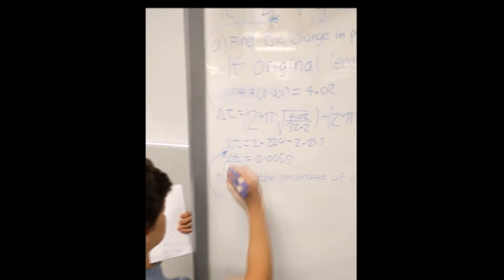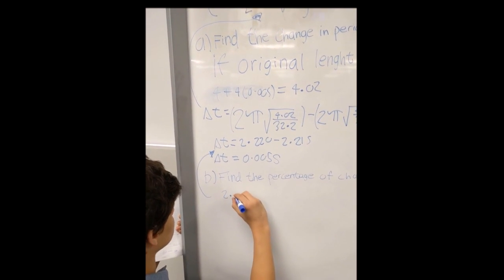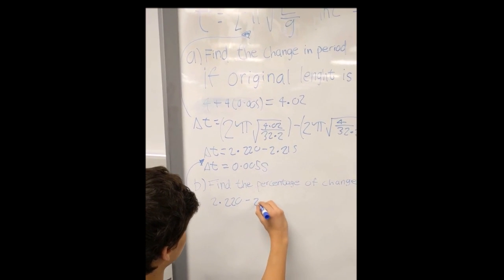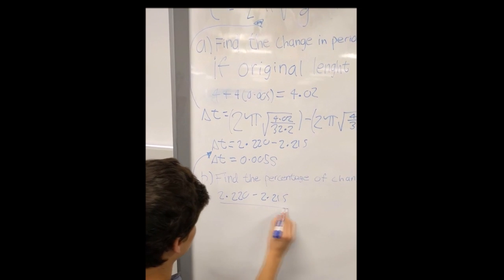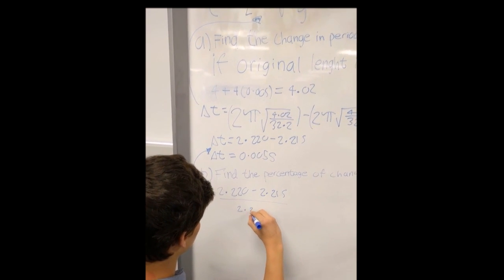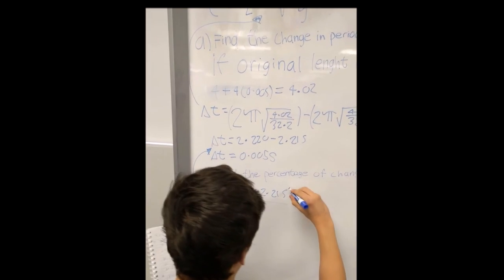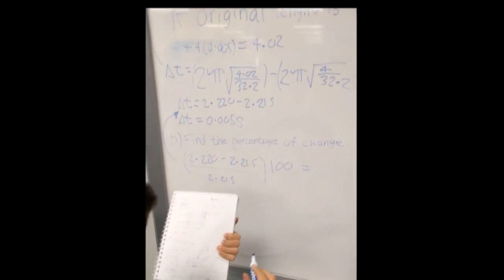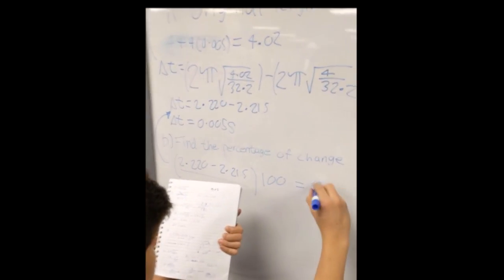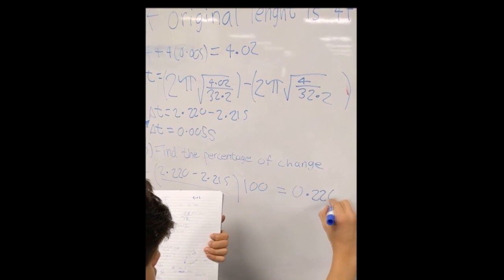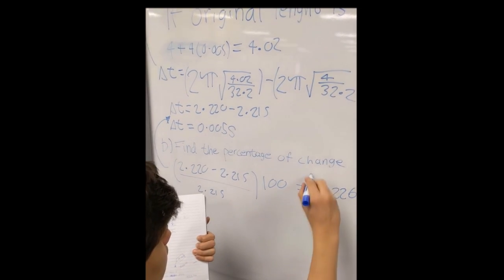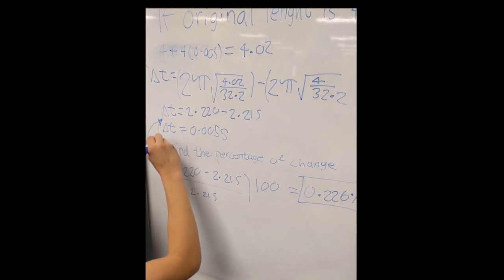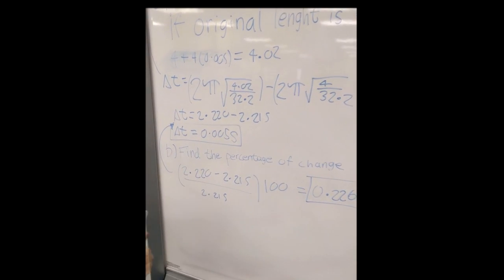For letter B, we have to find the percentage of change of the pendulum. To find it, we subtract T1, which is 2.215, from T2, which is 2.22, divide by T1, 2.215, and multiply by 100. And that will give us our percentage of change.